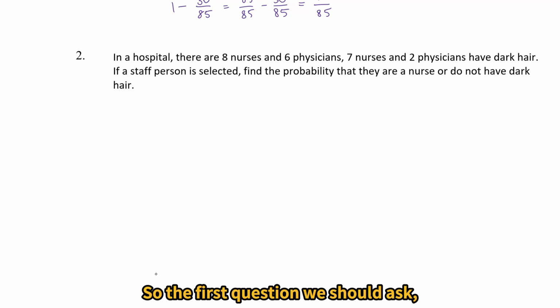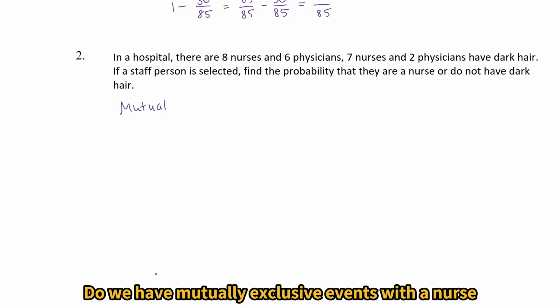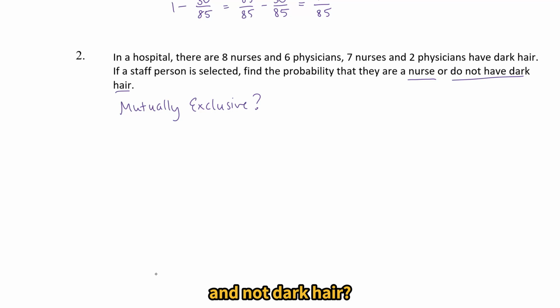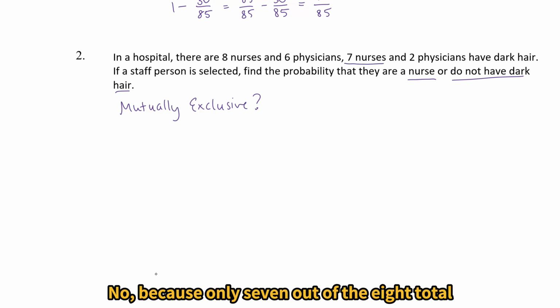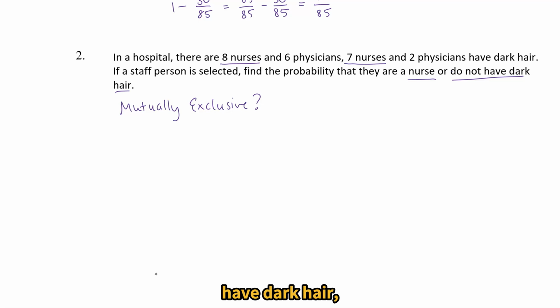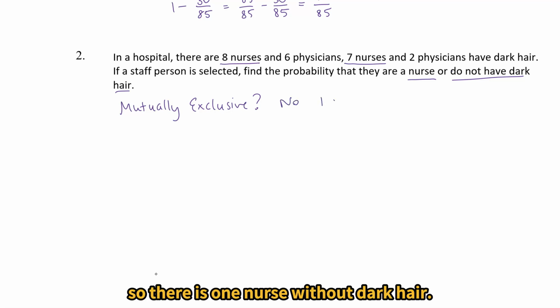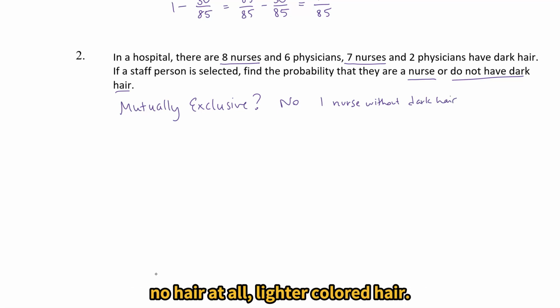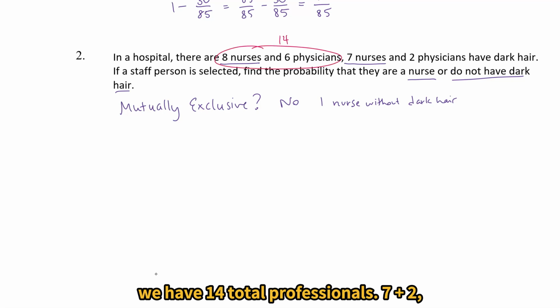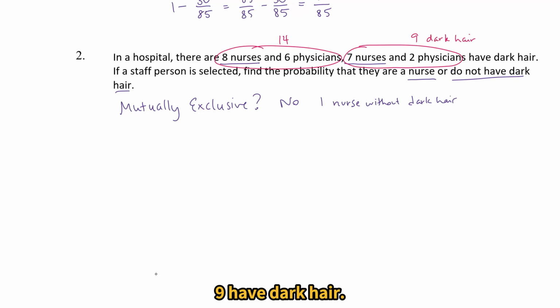So the first question we should ask, do we have mutually exclusive events with a nurse and not dark hair? No, because only 7 out of the 8 total have dark hair, so there is 1 nurse without dark hair. And that could mean many things. No hair at all, lighter colored hair, what have you. So, since it's not mutually exclusive, we have 14 total professionals. 7 plus 2, 9 have dark hair.